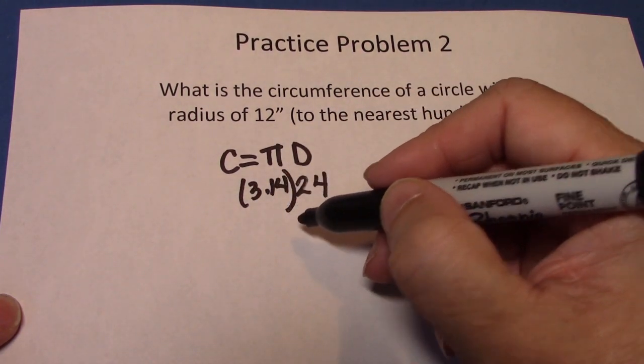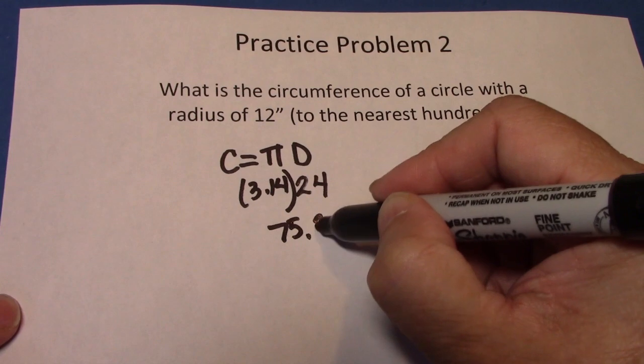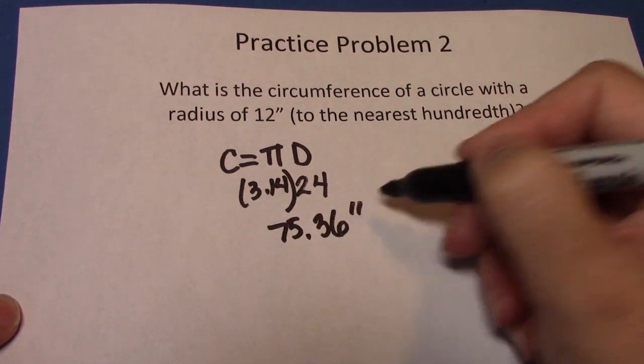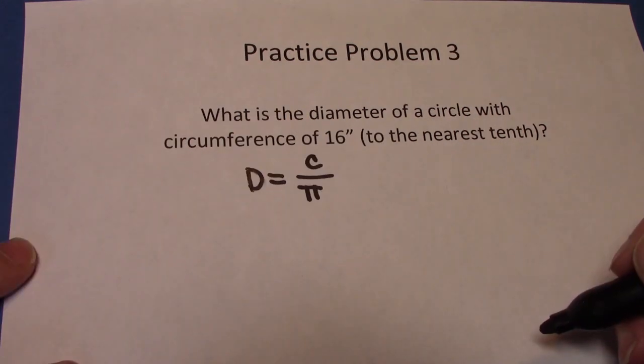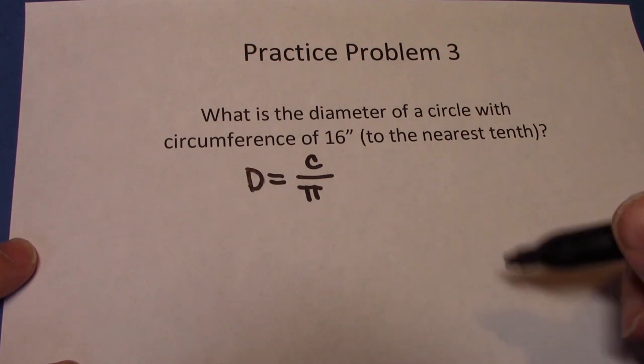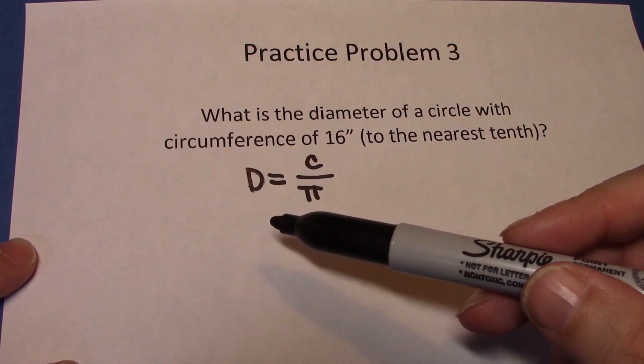And when you do that, you get 75.36 inches rounded to the nearest hundredth. Problem number 3. What is the diameter of a circle with circumference of 16 inches to the nearest tenth? So we use this version of the formula.